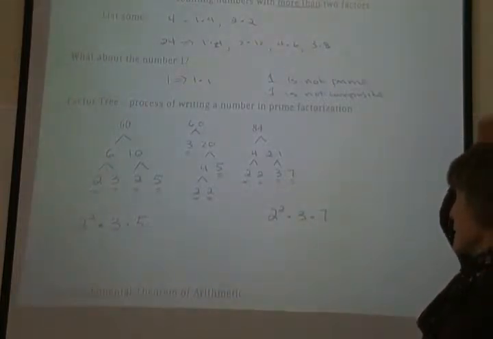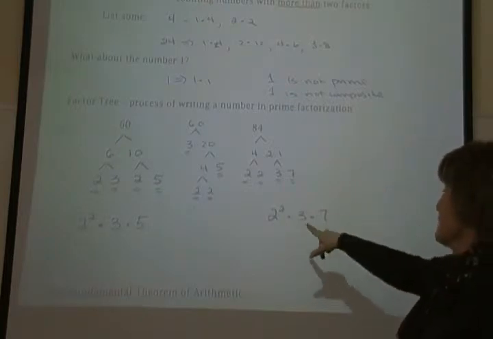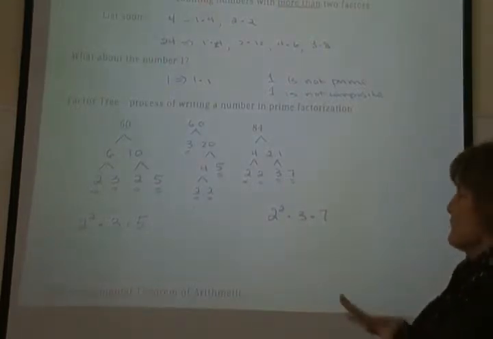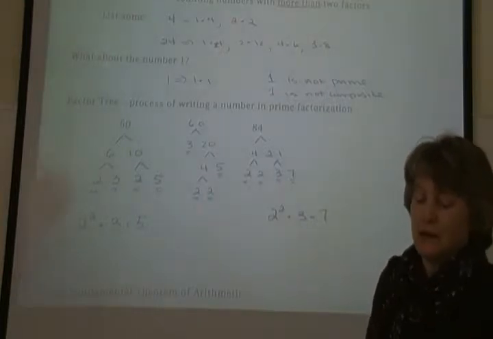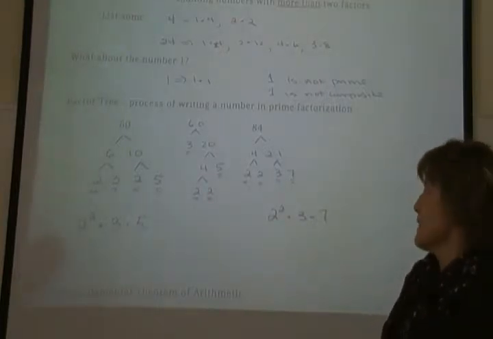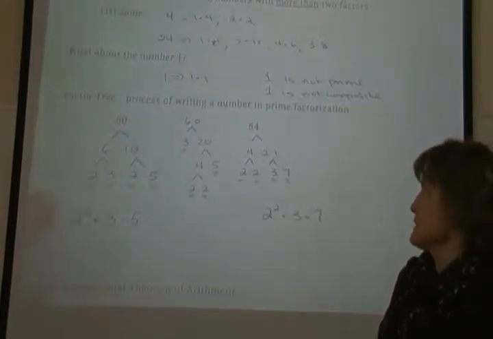And you can check yourself, multiply them all up, and get 84. And make sure none of them are composite. Make sure you went all the way down to the prime numbers. So factor trees are important. The idea of writing in prime factorization is very important as your students move on to math. And factor tree is one of the ways to see that.